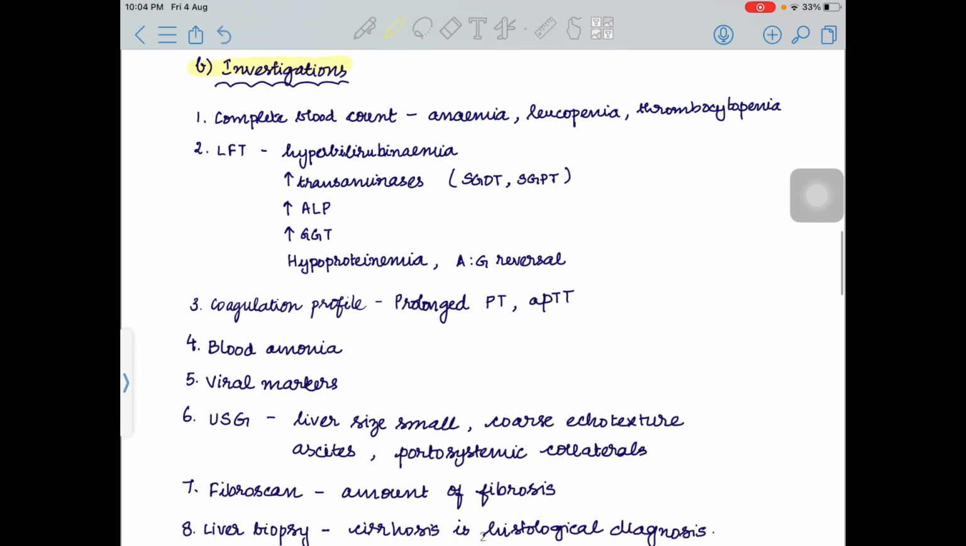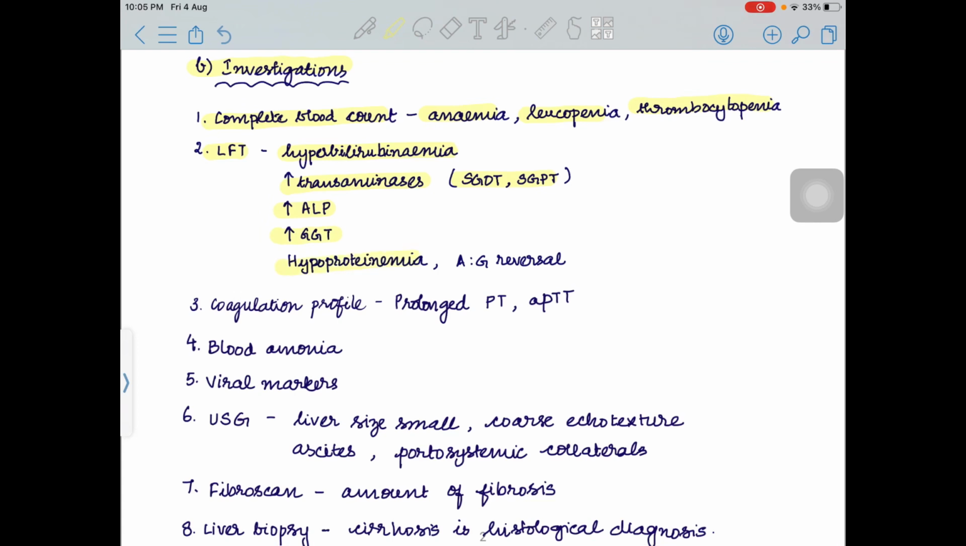Moving on to the investigations. Do a complete blood count. We will find anemia, leukopenia and thrombocytopenia. In LFT, there will be hyperbilirubinemia. Both conjugated and unconjugated bilirubin will be high. The transaminases will be elevated, that is SGOT, SGPT, also called AST or ALT. Alkaline phosphatase will also be mildly elevated. There is a rise in gamma glutamyl transferase.